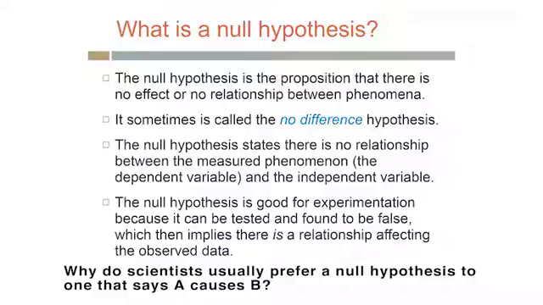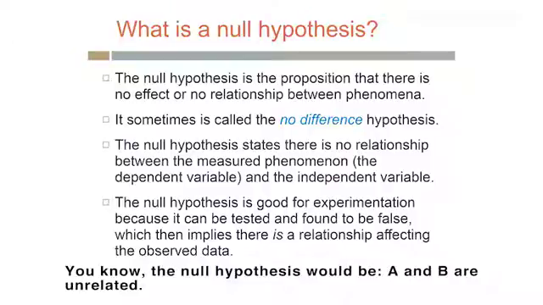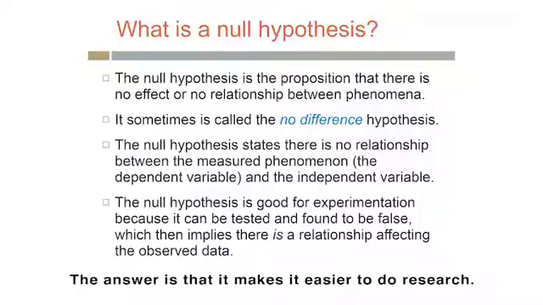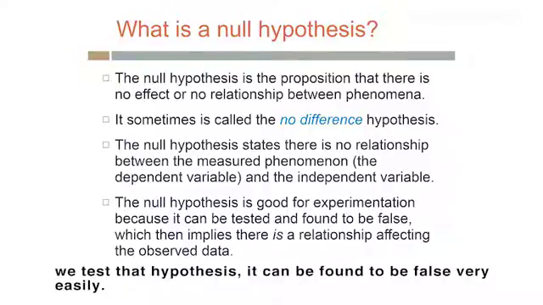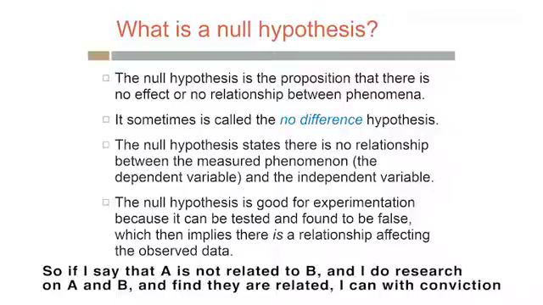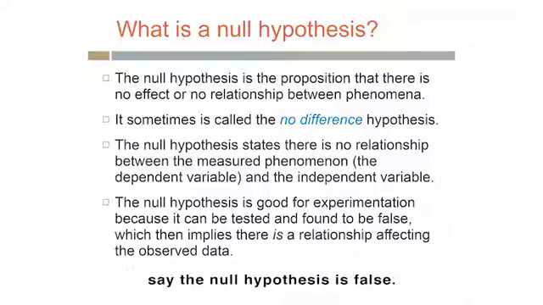Now, why do scientists usually prefer a null hypothesis to one that says A causes B? The null hypothesis would be A and B are unrelated. Well, the answer is that it makes it easier to do research. It makes it easier to design experiments for testing the hypothesis. Because if we have a null hypothesis and we test that hypothesis, it can be found to be false very easily. So if I say that A is not related to B, and I do research on A and B and find they are related, I can, with conviction, say the null hypothesis is false.